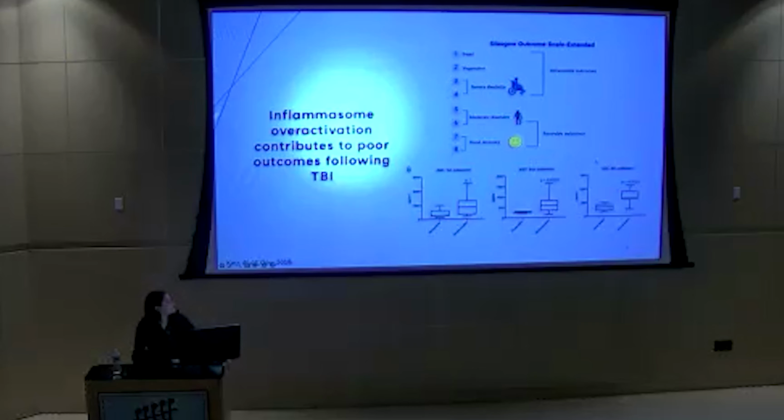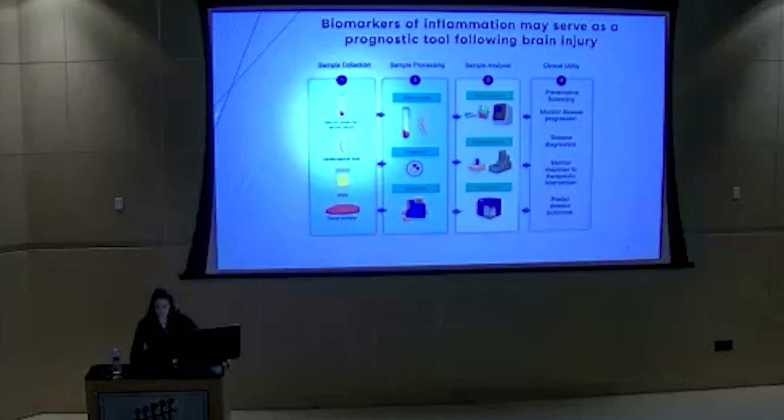And the patients were dichotomized based on their Glasgow Outcome Scale Extended. So favorable patients were patients with a Glasgow Outcome Scale of 6 to 8, and unfavorable were 1 to 4. So my work is building upon this.